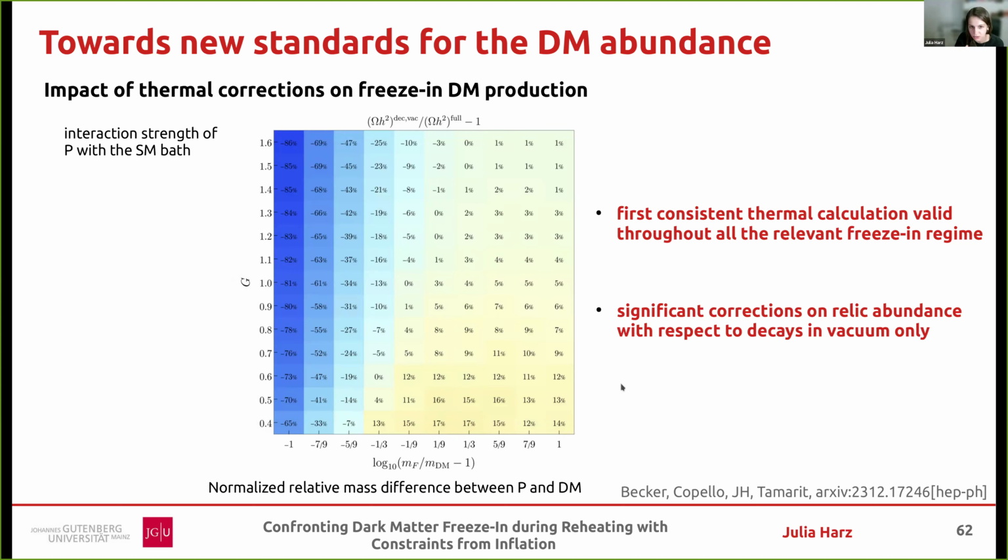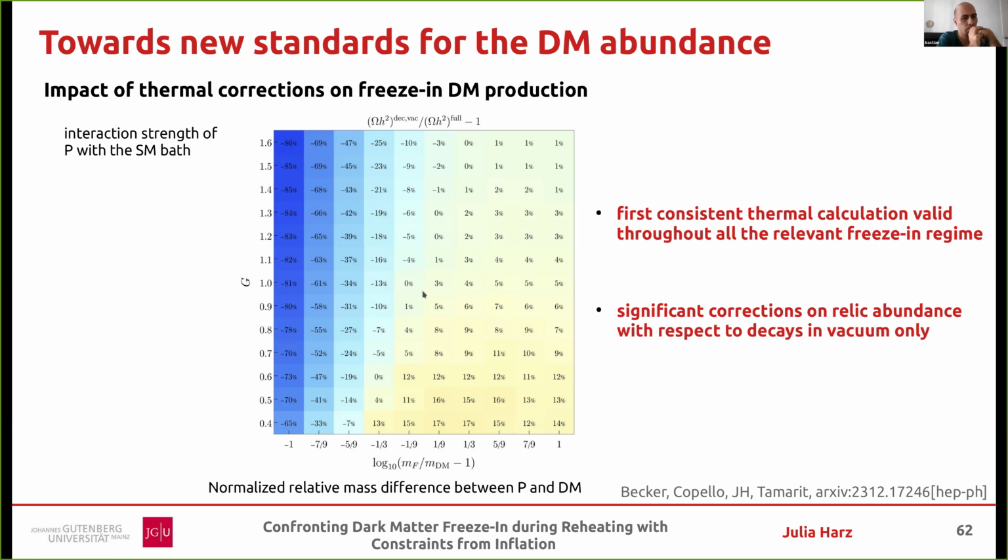So what you see here is, in principle, very easy. This is the mass difference between the parent particle and dark matter in a logarithmic plot. Here the F is simply the P I've used before. On the y-axis is the coupling strength of the parent particle with the standard model bath, so this depends on your model.